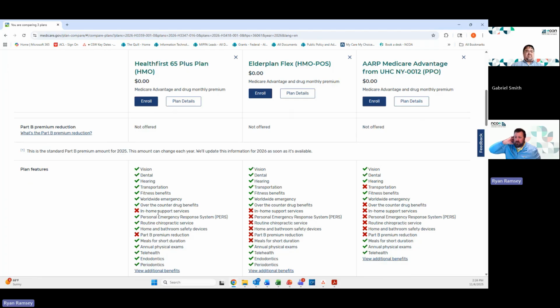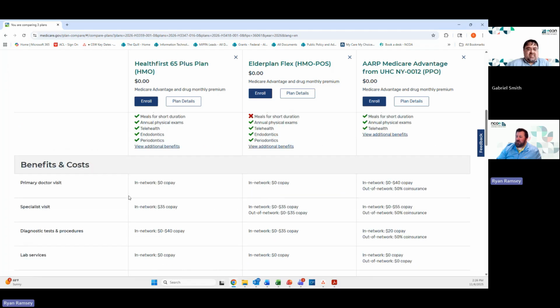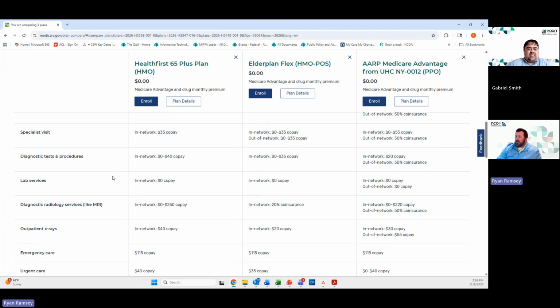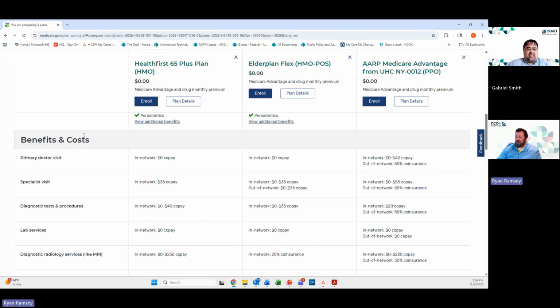Again, the plan features that this person had identified as being very important to them: dental, vision, hearing, and fitness. All three of them include those. You'll be able to look at the benefits and cost under each one of those. We're going to come back to some of these benefits and costs a little bit later on as well.